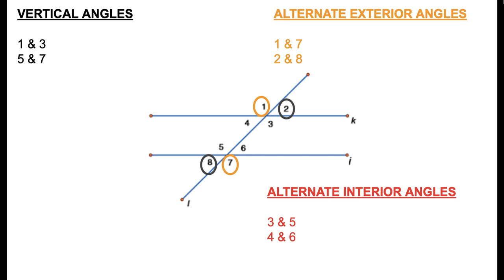And this is how we would go through a transversal and be able to point out its vertical, alternate interior, and alternate exterior angles.